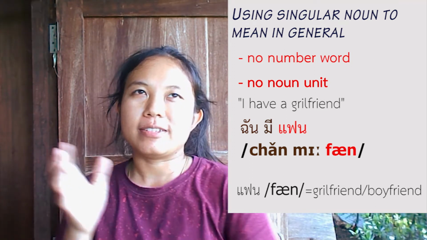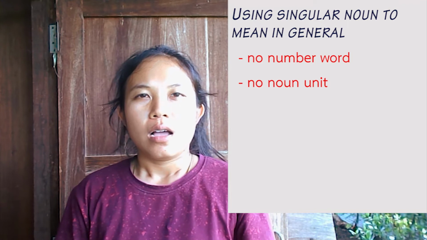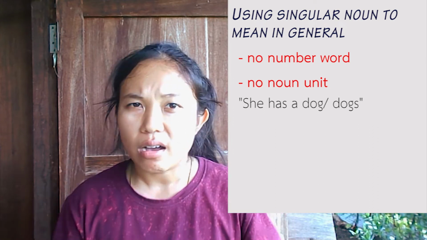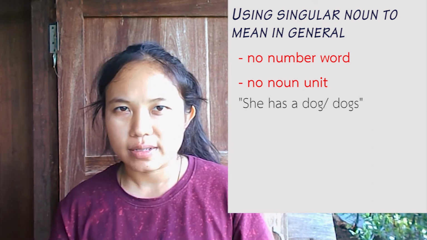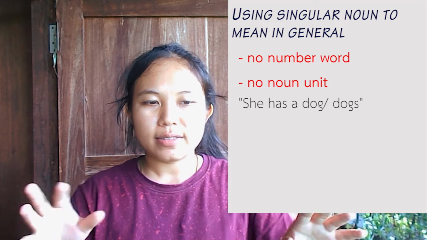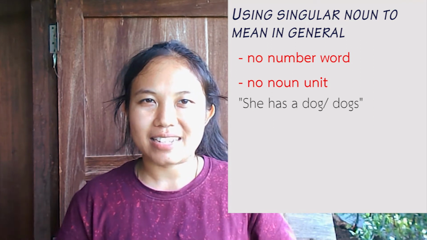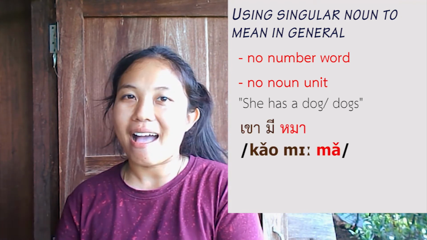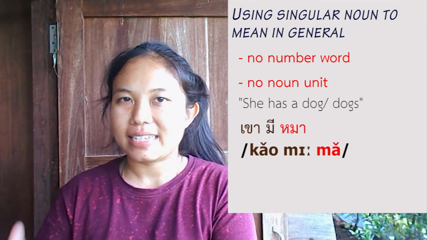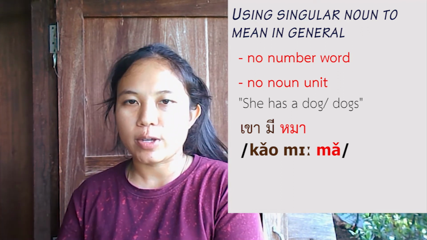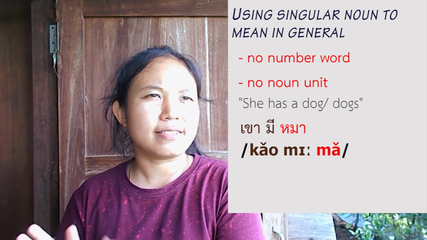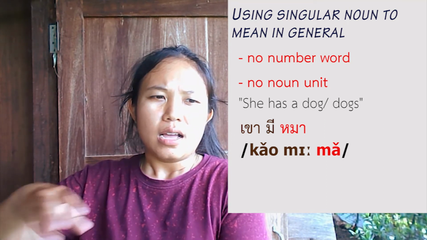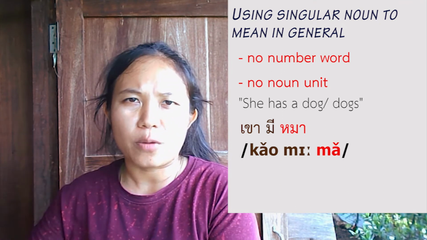Or if you want to say "she has a dog," or "she has dogs," to mean in general, you can say เขามีหมา. You can see that หมา is the dog, but we don't have to use the unit word to express the quantity of the dog, because we mean in general.